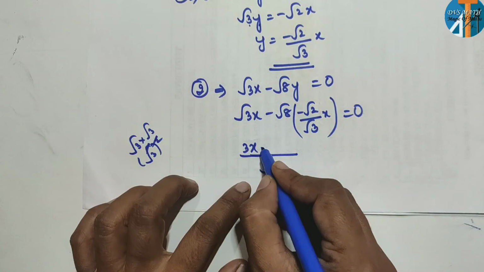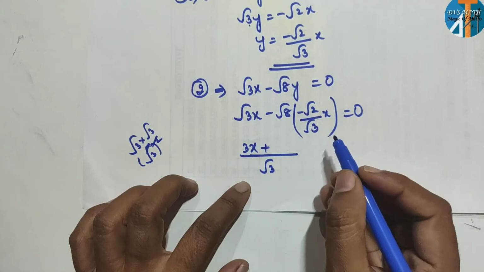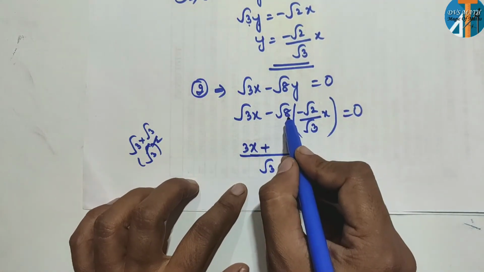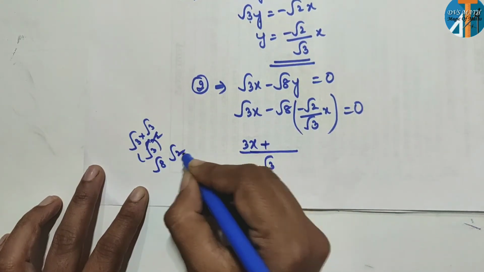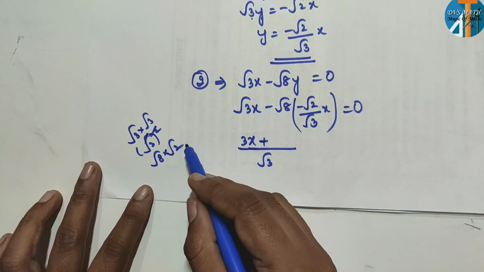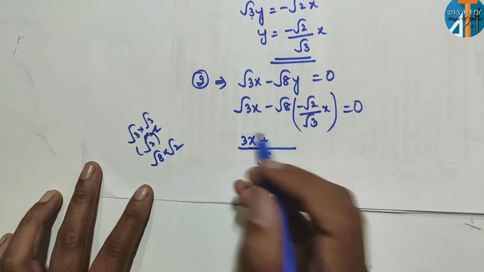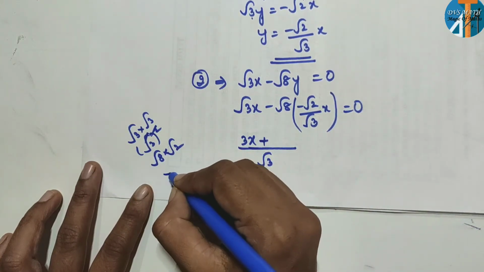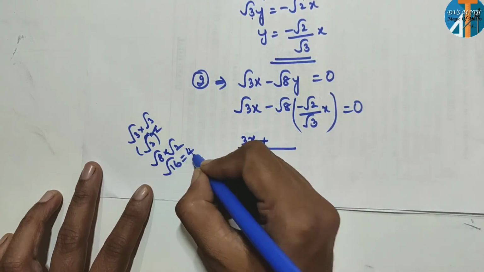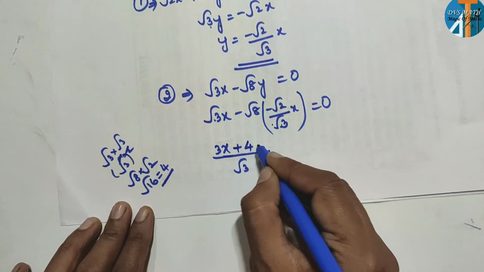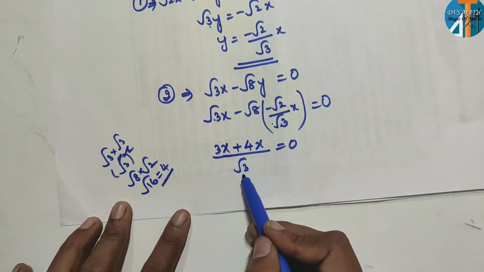3x minus. Here you can multiply the sign, minus into minus is plus. Here root 3 cancels. Here you can observe you have root 8 into root 2. If it is root like this, you can multiply directly. Root 8 into root 2, what will you get? It is root 16, right? 8 twos are 16. The value of root 16 is 4. X is equal to 0. Finally you got 3x plus 4x by root 3 is equal to 0.